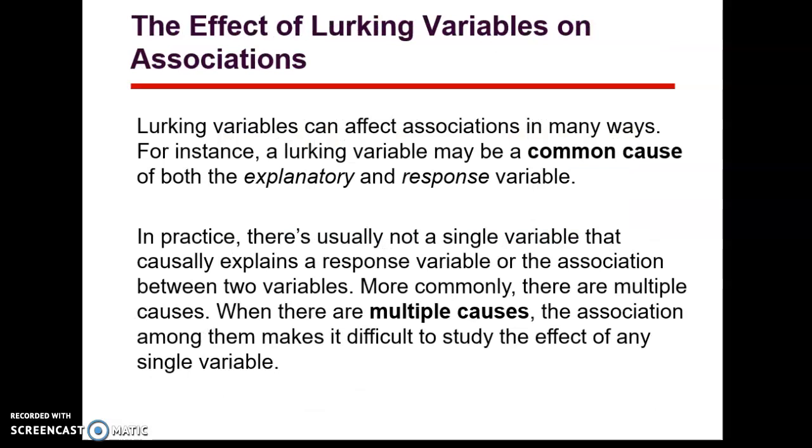So a lurking variable may be a common cause, something that explains both of them. Like when the temperature rises, more people go swimming, so there are more drownings, and more people buy ice cream. In practice, quite often there's not a single variable that explains a response variable. There are several causes that affect whether you have diabetes. It might be genetic in part. It also might be your diet.